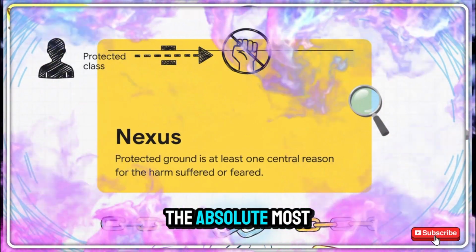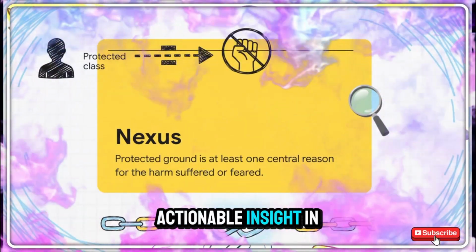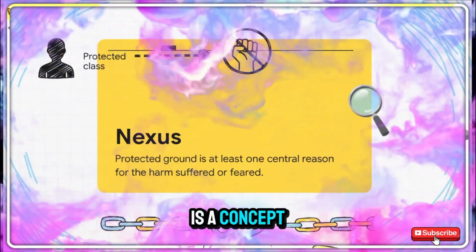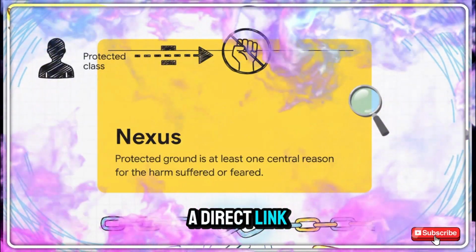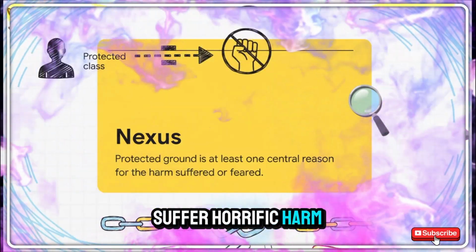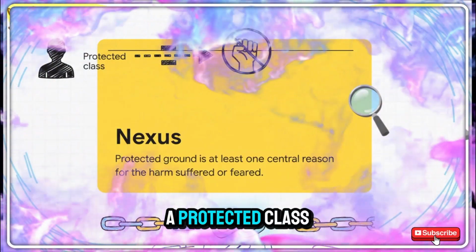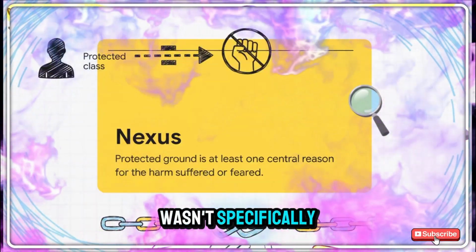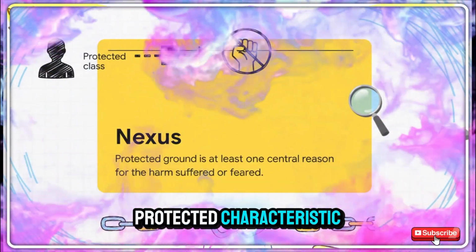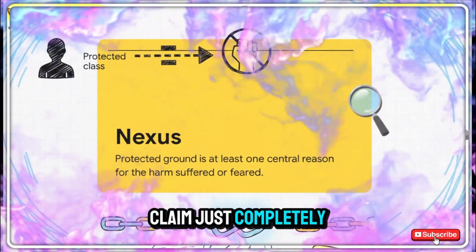And the absolute most critical, actionable insight in this whole phase is a concept known as nexus. Basically, nexus requires a direct link. A person can suffer horrific harm, and they can even belong to a protected class. But, and this is a big but, if the judge decides the harm wasn't specifically because of that protected characteristic, the whole legal claim just completely collapses.